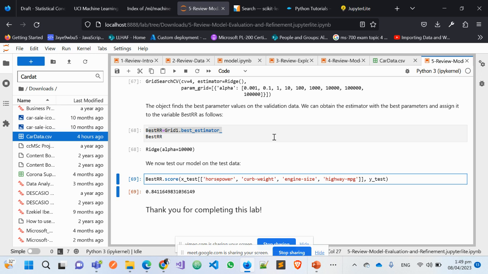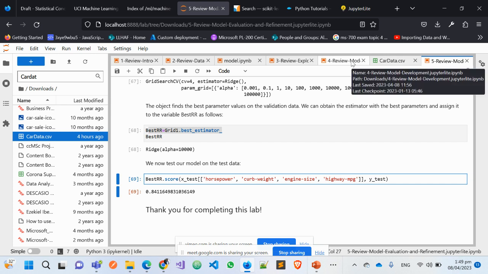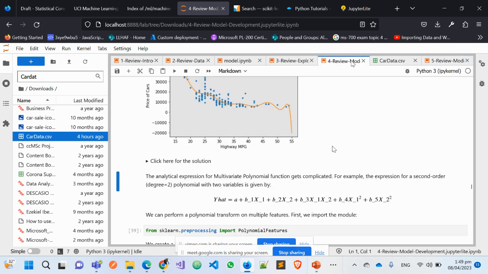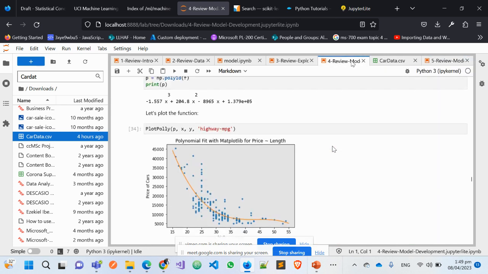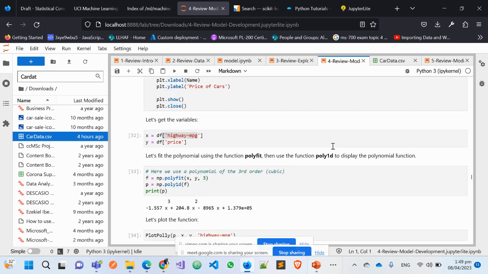Fitting your data. Where are you? Is it on module 3 or module 4? Okay, module 4. So for module 4, when you want to fit your data, please mute your mic. I can hear myself.